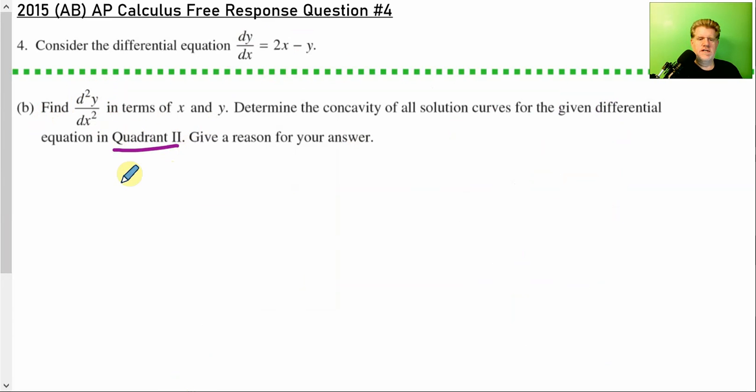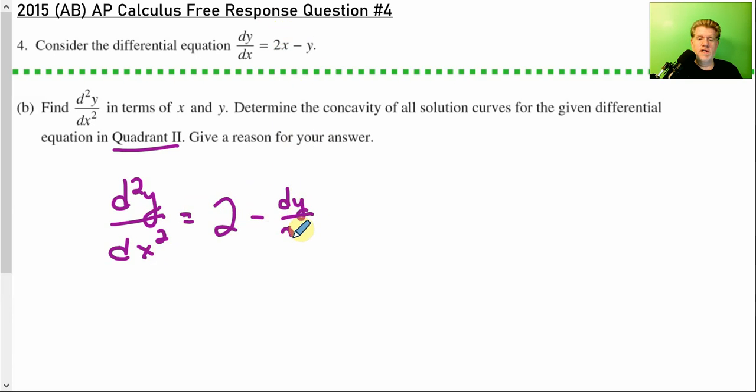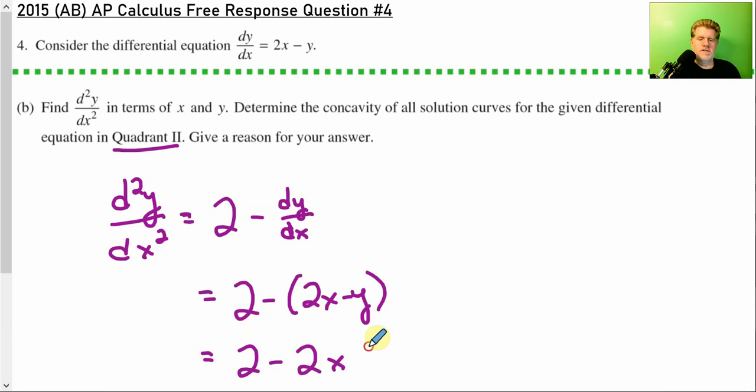So let's take a look at that. Let's take the second derivative, see what we get. So with respect to x, the derivative of 2x with respect to x is 2, and the derivative of y is y prime or dy dx. So our second derivative is given by this. Now we know what dy dx is. It's 2x minus y. So our second derivative is really 2 minus 2x plus y.